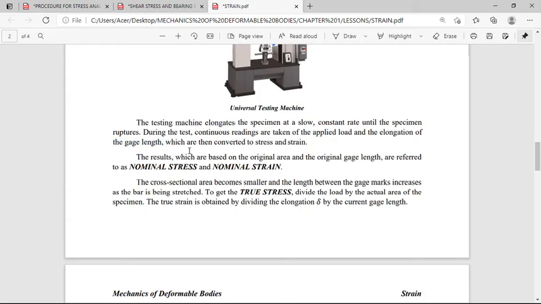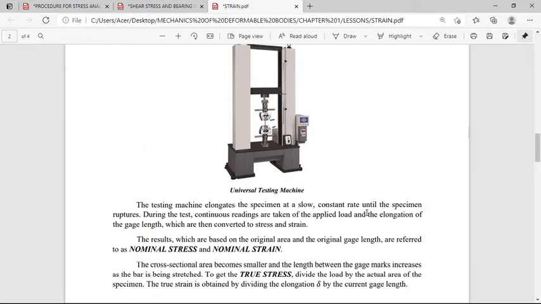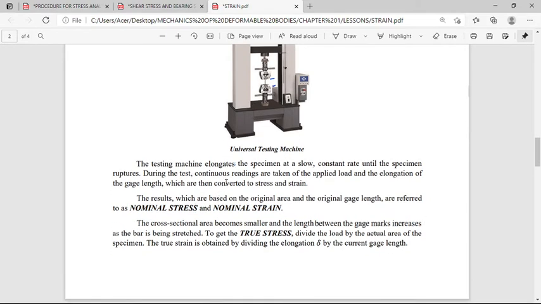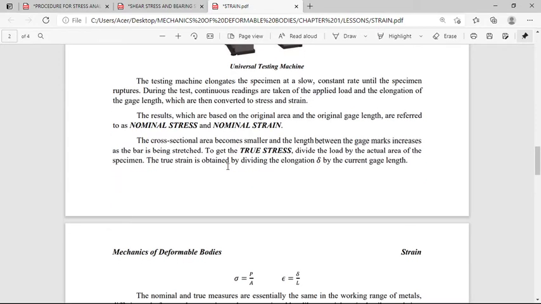Which are then converted to stress and strain. Ayan. So, the results, which are based on the original area and the original gauge length, are referred to as nominal stress and nominal strain. So, tatandaan. Mas ma-appreciate nyo kung ano si universal testing machine kapag pinanood nyo yung video na nakalink dun sa discussion sa Canvas.